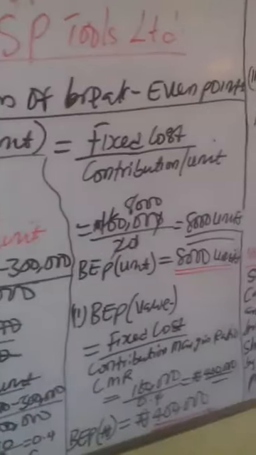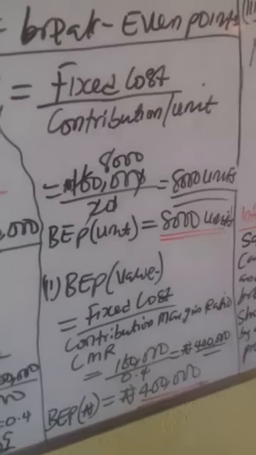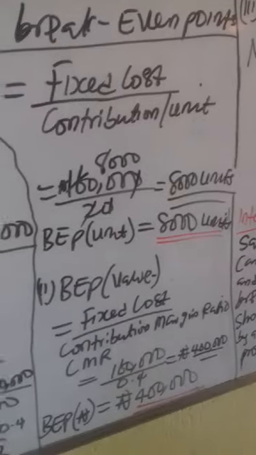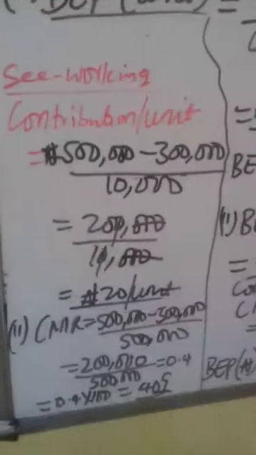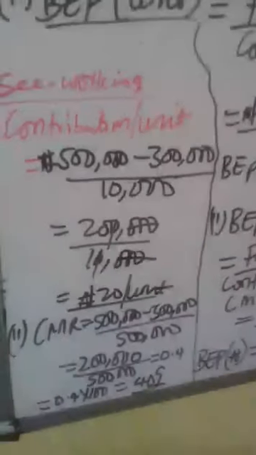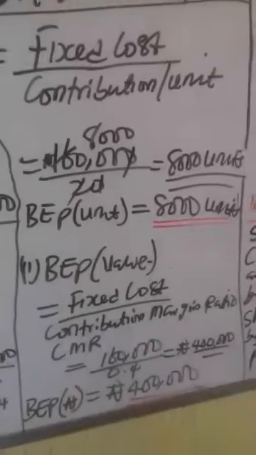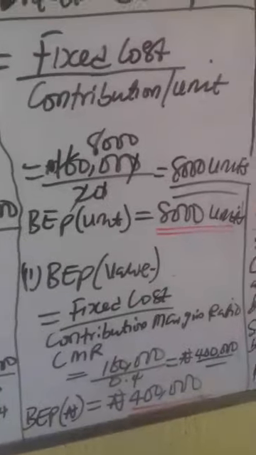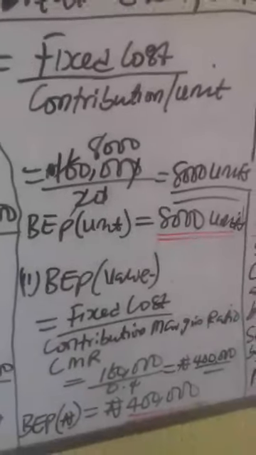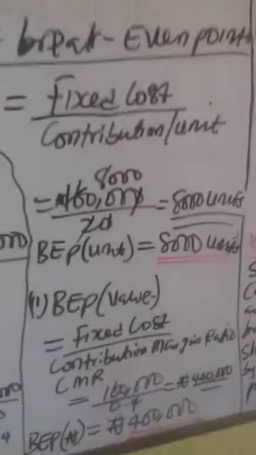The next question is calculation of break even point in value. The formula is fixed cost over contribution margin ratio. And the working for contribution margin ratio is sales minus variable cost all over sales. That gives us 0.4 or 40%. So we go ahead to look at the solution. Solution is 160,000 divided by 0.4. That gives us 400,000 naira. And that interprets that break-even point in value is 400,000 naira.